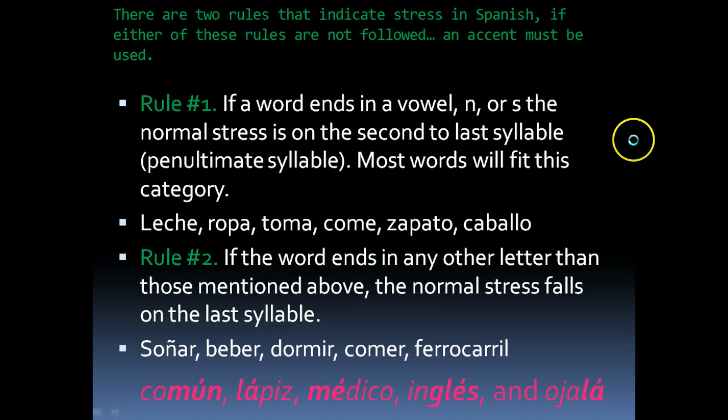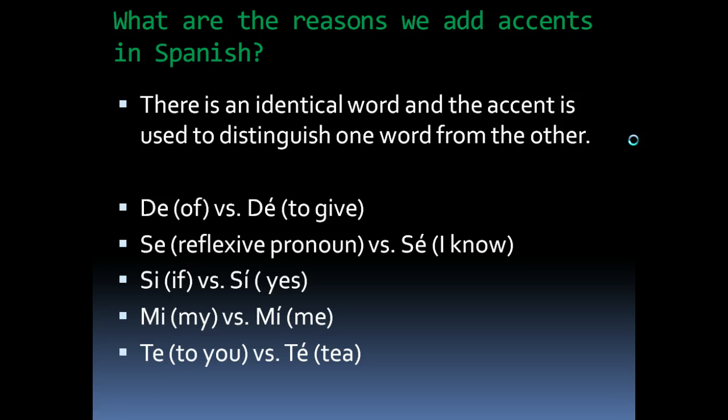What are the reasons we add accents in Spanish? Well, if we have an identical word, the accent is used to distinguish one word from the other. What am I talking about? Let's look at some examples. De and dé, the word of versus to give. Se, the reflexive pronoun, versus sé, as in I know.